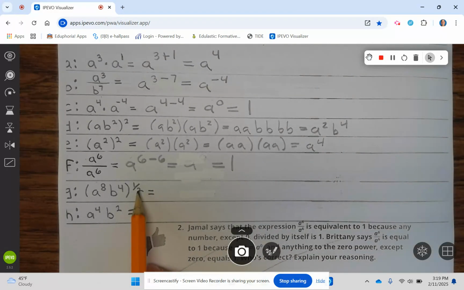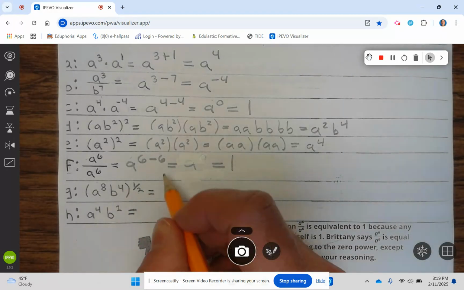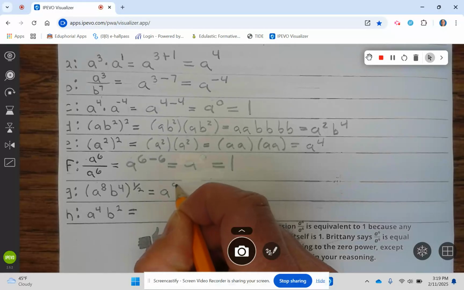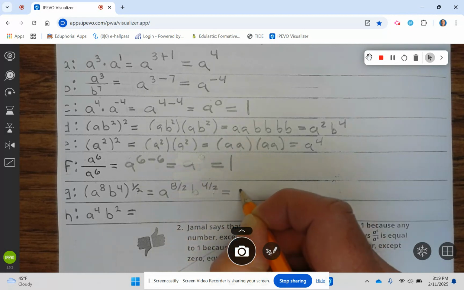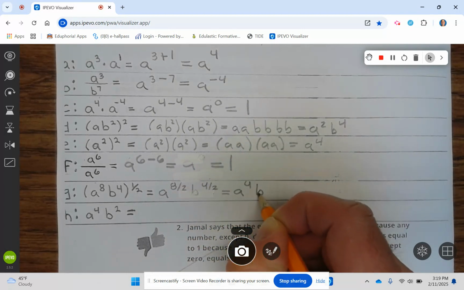Now here, when you have an exponent on the outside, you multiply. So this becomes A to the 8 divided by 2 times B to the 4 divided by 2, which equals A to the 4th B squared.